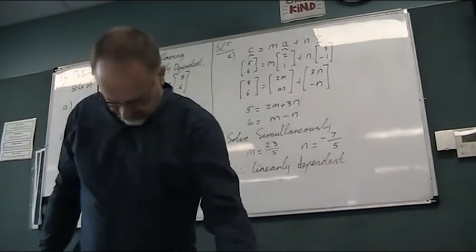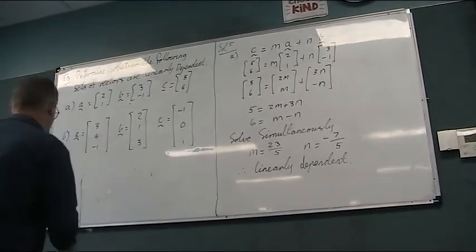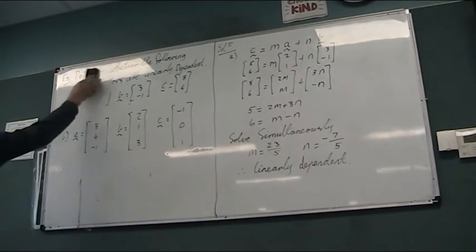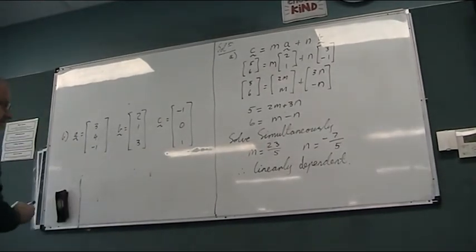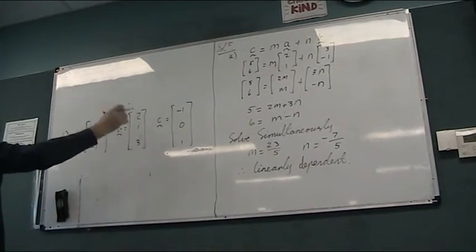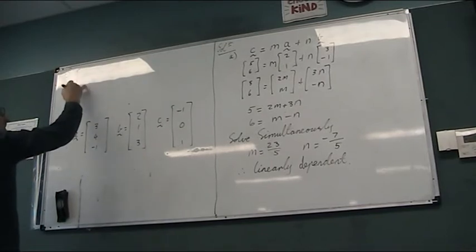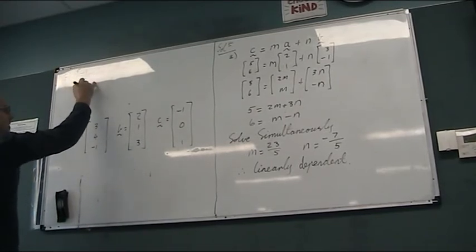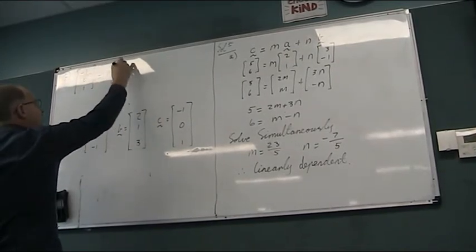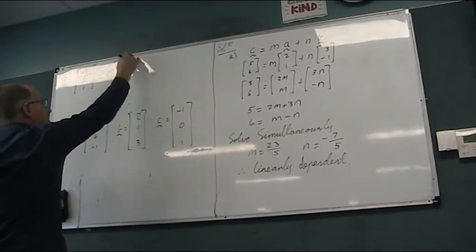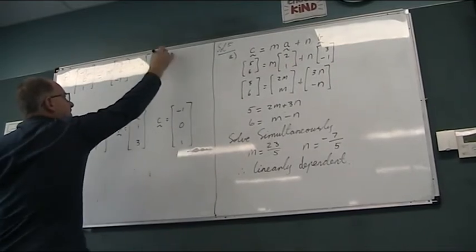All right, so let's have a look and see what the other one tells us. And here's the other one. So for B, C has got to be equal to, and let's just put C in, which is negative 1, 0 and 1. It's got to be m times A, which is 3, 4, negative 1, plus n times 2, 1 and 3.